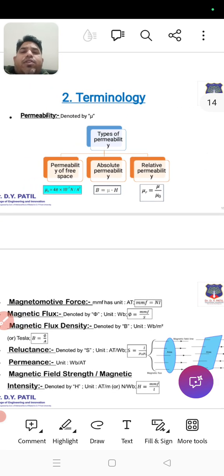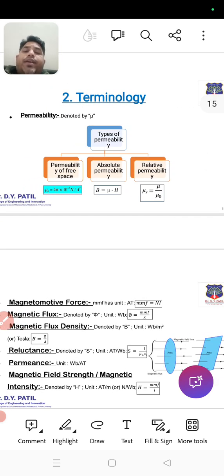Some terminologies we have to cover. What is permeability of free space? It is the ability to pass fluxes. We can say that the permission given to pass fluxes is what we call permeability, denoted by mu. In free space the value of mu naught is 4 pi into 10 raised to power minus 7.